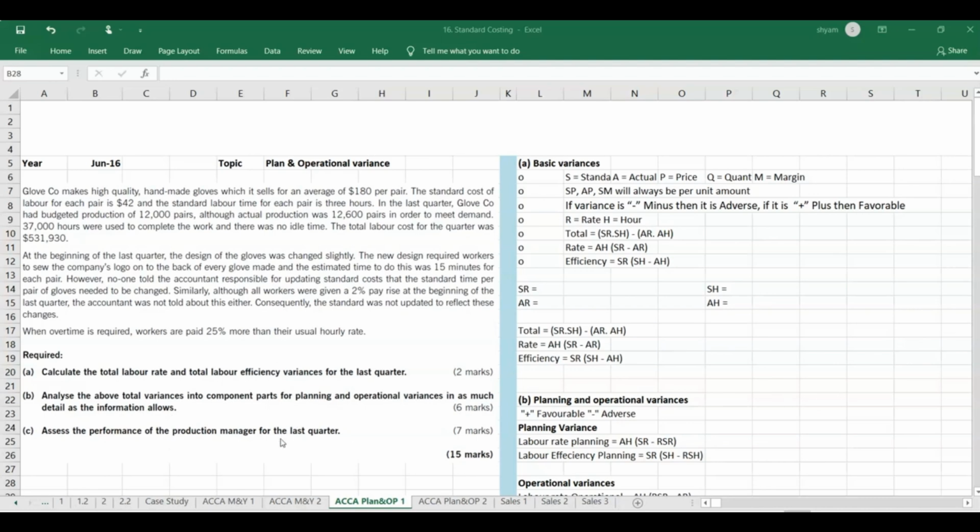So we have three questions here. The first one is to calculate general variance, and then we have to calculate the planning and operational variance. Okay. So what is planning and operational variance? When we do this variance, I think we'll explain it better. It will be quite quick and easy. So we'll start from the general ones. Okay. Total labor rate and the total labor efficiency variance.